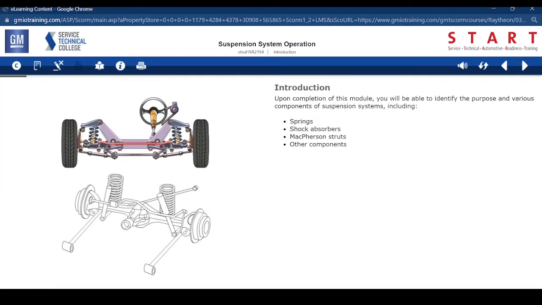Upon completion of this module, you will be able to identify the purpose and various components of suspension systems, including springs, shock absorbers, McPherson struts, and other components.